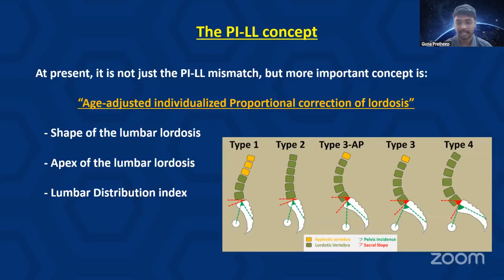This concept came since Roussouly came out with this classification of the lumbar subtypes, where the lumbar curve can be classified based on the shape, based on the apex of the lordosis and the lumbar distribution index, which is very, very important. Considering the significant lordosis is distributed in the distal lordotic segment from L4 to S1, and L1 to L3 is the proximal lordosis. So individualized distribution of lordosis is very crucial to avoid adjacent segment degeneration, and the apex of the lordosis and the shape of the lordosis are as important as the lumbar distribution index.